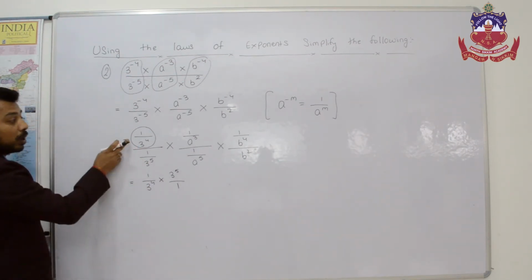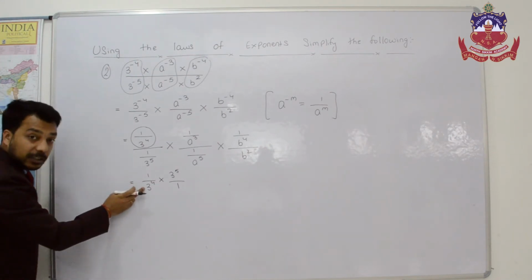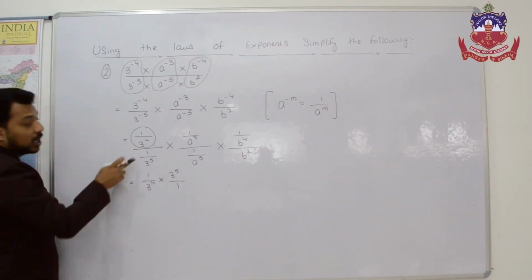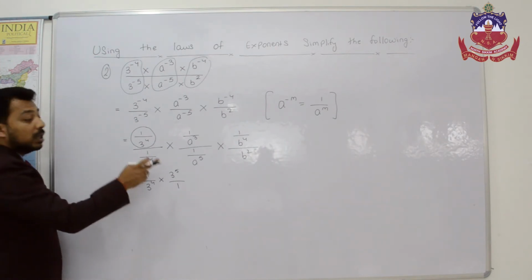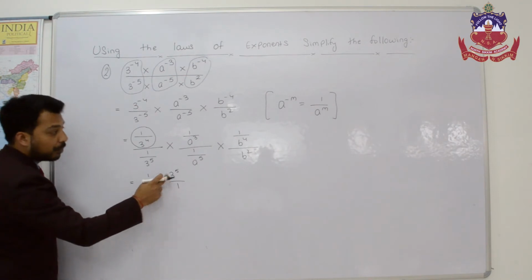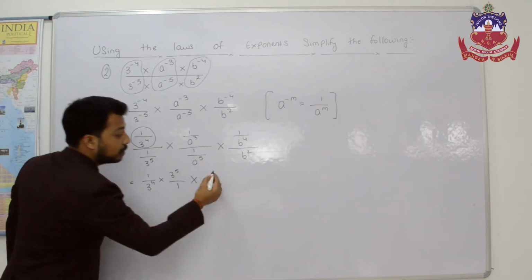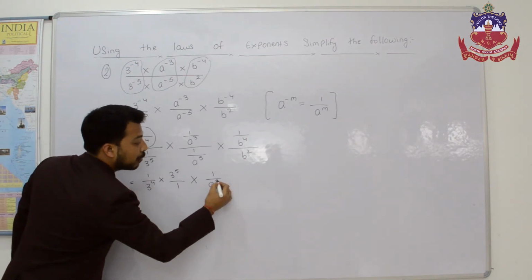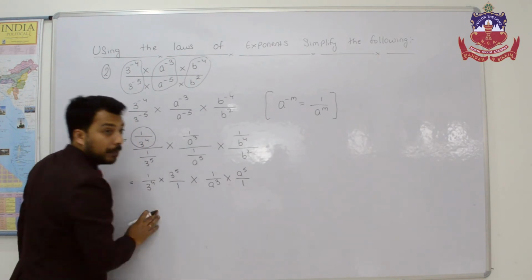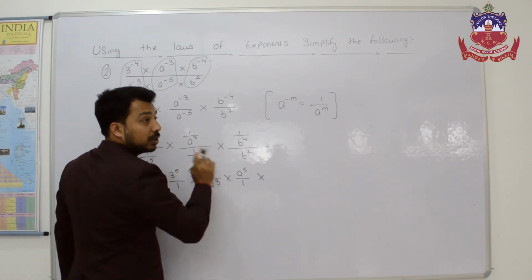In the reciprocal, the numerator is written as it is. The divide will get converted into multiplication. The denominator will reverse its position and we will write it in this form. Then we have the second part. Let's do the reciprocal of the second part. So it is 1 by a to the power 3 into a to the power 5 divided by 1. Multiplication sign. Let's perform the reciprocal for this.